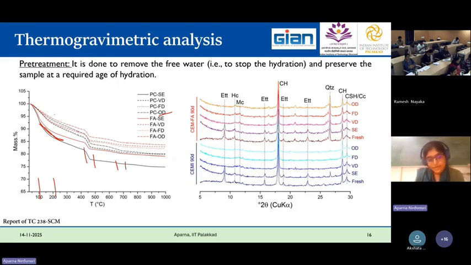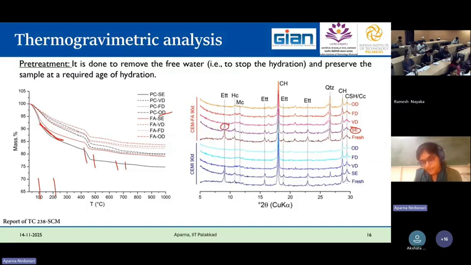So if we see what the different types of products are that are available after these hydration stoppage techniques, we can observe over here, as given in this slide, that if it is the solvent exchange technique, we can preserve ettringite in the sample.